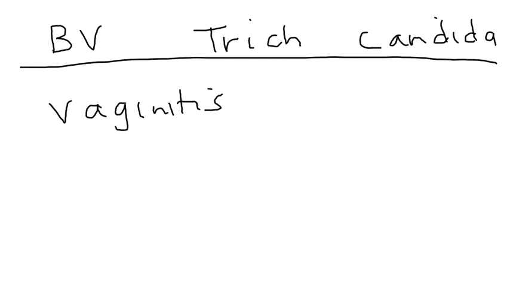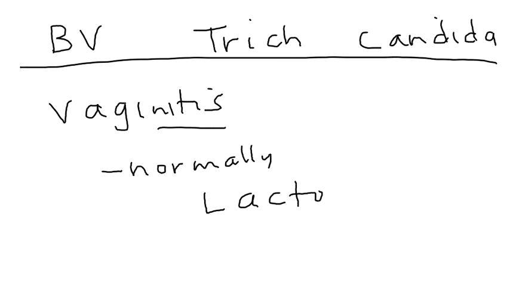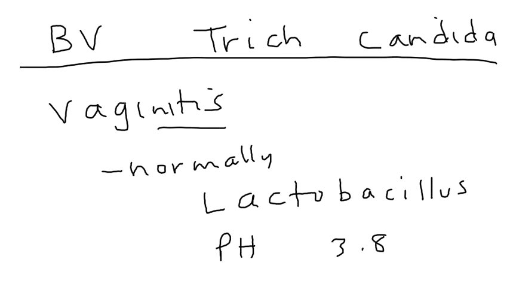Very basics, as we just said. It's an inflammation of the vaginal mucosa, and normally you have in the vaginal flora an organism called lactobacillus, and this is the normal vaginal flora. This organism exists in a pH range of about 3.8 to 4.2, and it prevents the overgrowth of harmful bacteria.